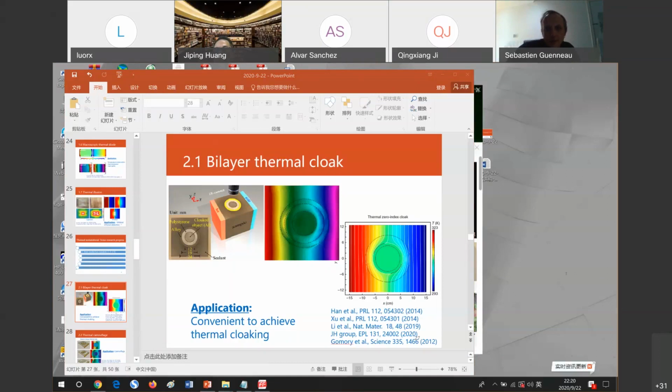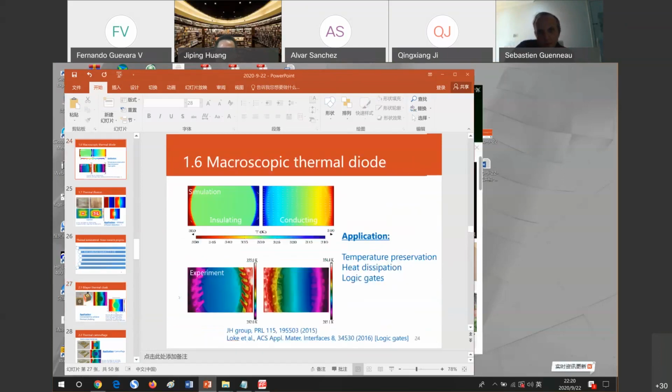Hi, can you hear me, Professor Wang? Yes, I can hear. Okay, thanks. Just now, on this page, you were mentioning cloaks. I noticed that there is also some literature on elliptical bilayer thermal cloaks. My question is, except for the regular shapes like the ball, the sphere, the cylinder, and the ellipse, is it possible to design cloaks of arbitrary shapes using the bilayer method?